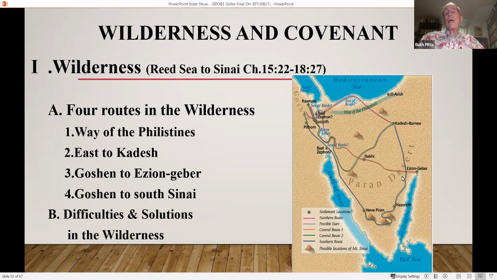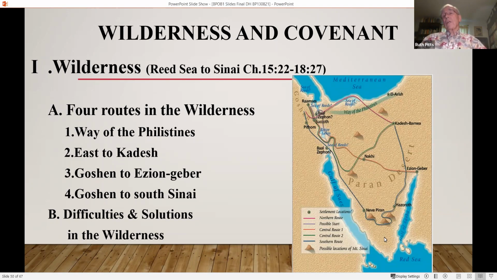And then Goshen south to Sinai. So this is the traditional route that you go down the left side of the Sinai Peninsula and end up where the pointer is, down at the bottom of the Sinai Peninsula. And that's where people today locate Jebel Musa.